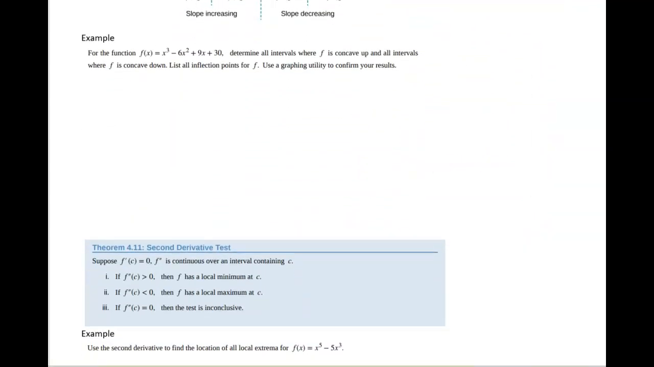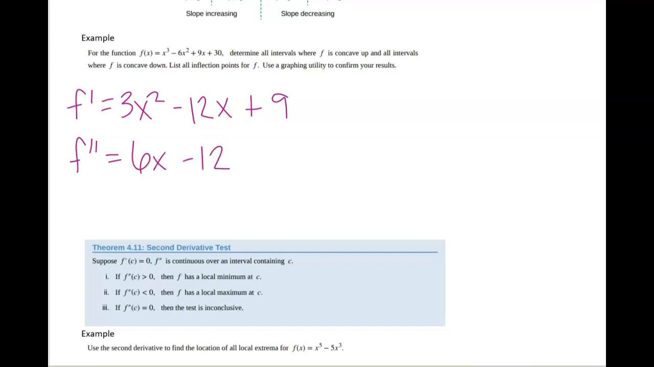All right, so determine all intervals where f is concave up and concave down. What are some points of inflection? And then we can use a graphing utility. So let's find f prime. 3x squared minus 12x plus 9. And then I need to find the second derivative this time, 6x minus 12. I'm going to set that second derivative equal to 0, add 12, divide by 6, and I get x equals 2 is my only potential point of inflection.